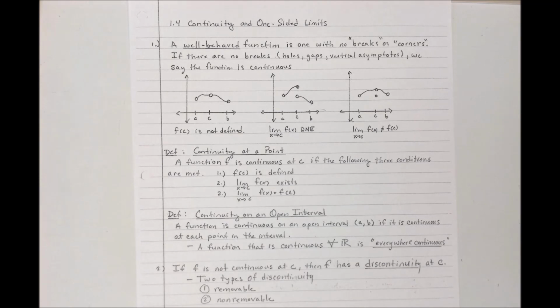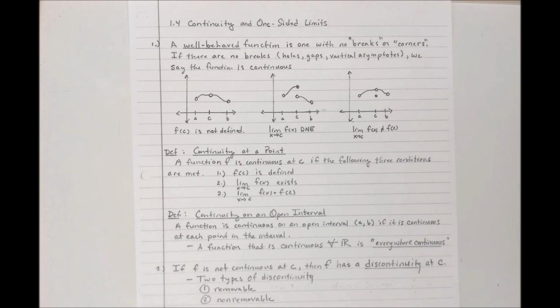There aren't any sharp corners. Sometimes they're called cusps. There are no holes. There are no gaps. There are no vertical asymptotes. We say that a function is continuous, just like the word continuous means without stopping in a normal conversation.